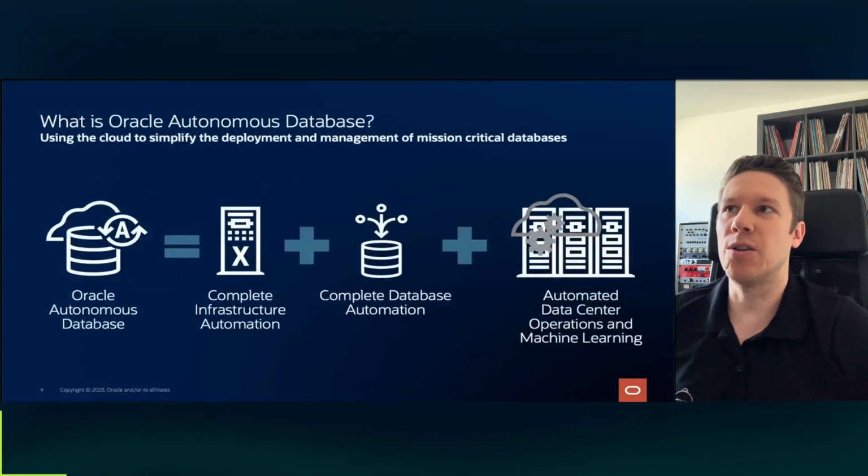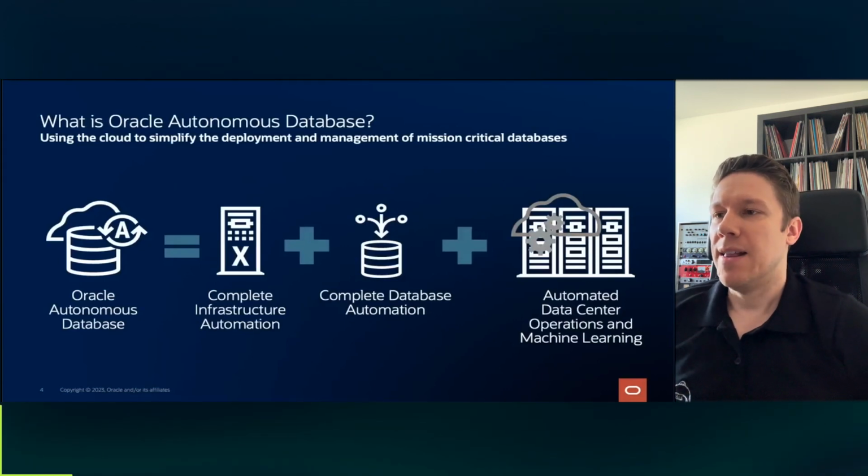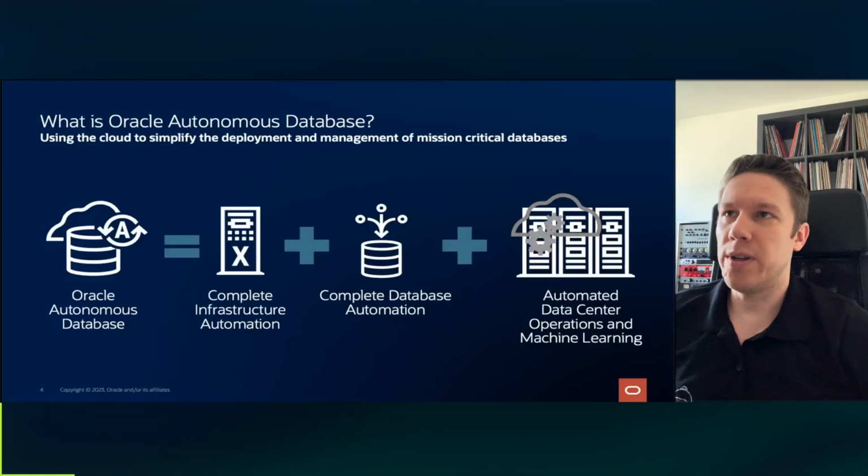Now, before we jump into the migration topic, let's have a short summary about what Oracle Autonomous Database is. Autonomous Database is a fully automated database service with built-in machine learning, and it provides automated tuning, scaling, and also patching. It's built on Oracle Exadata, and it delivers the highest performance, availability, and also security.